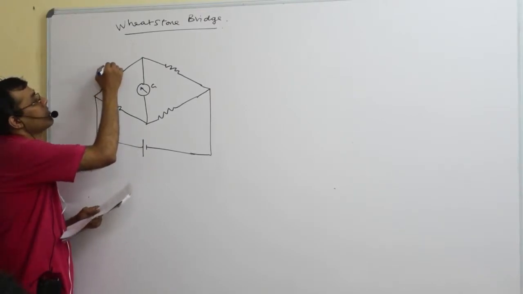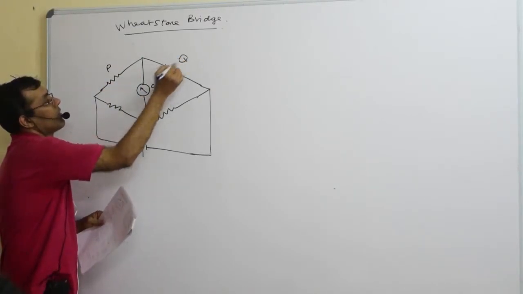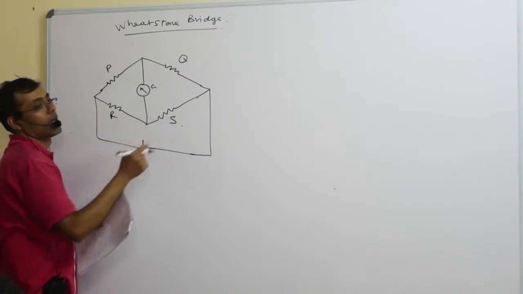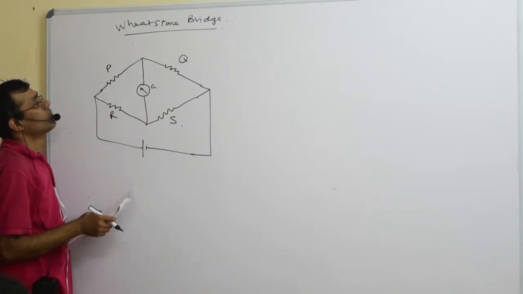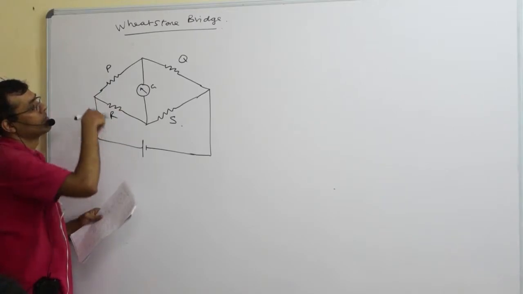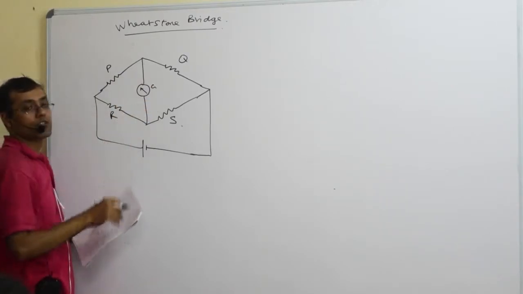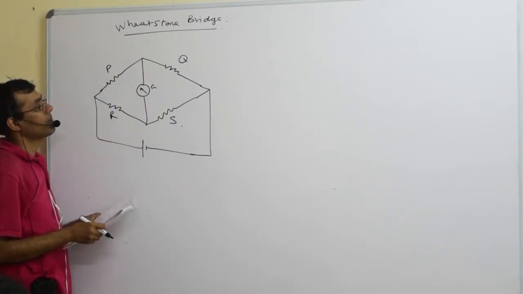So let me take this as P, Q, R, S. I think your book may be giving it as R1, R2, I don't know, so it doesn't matter. It's just a representation for resistance. Okay.